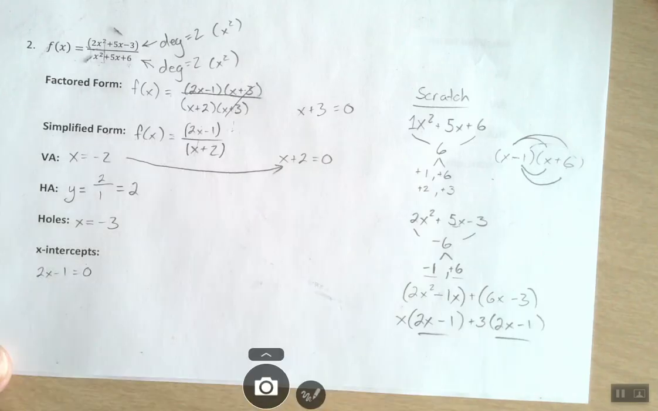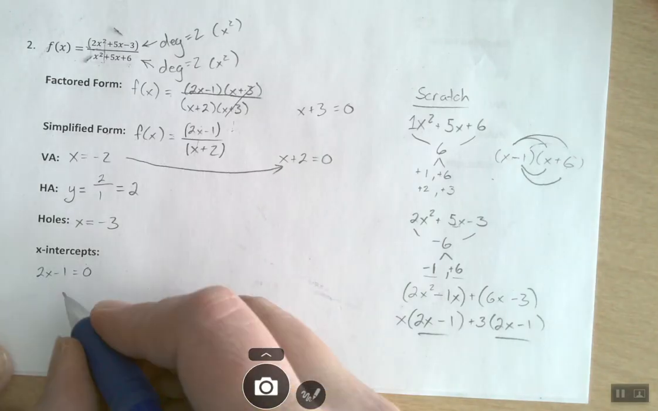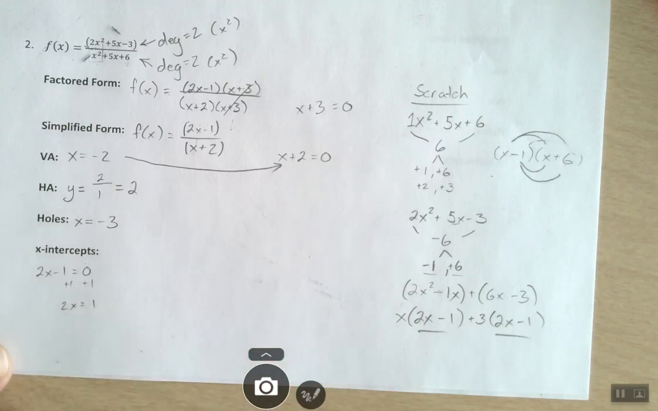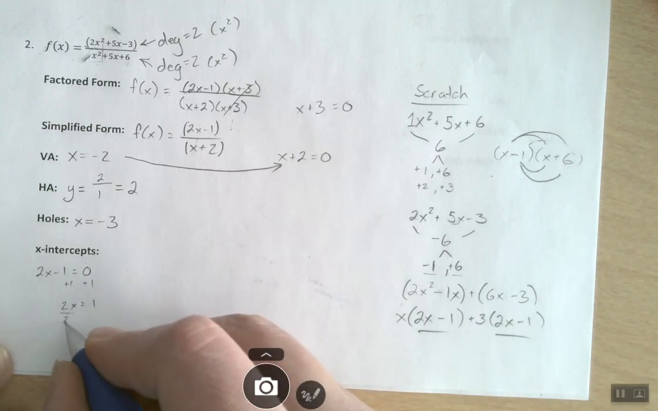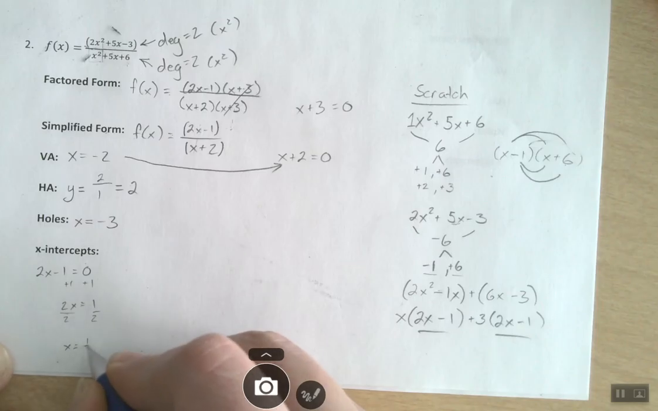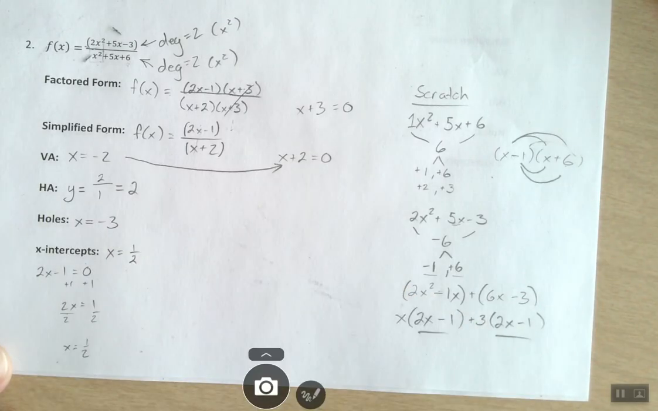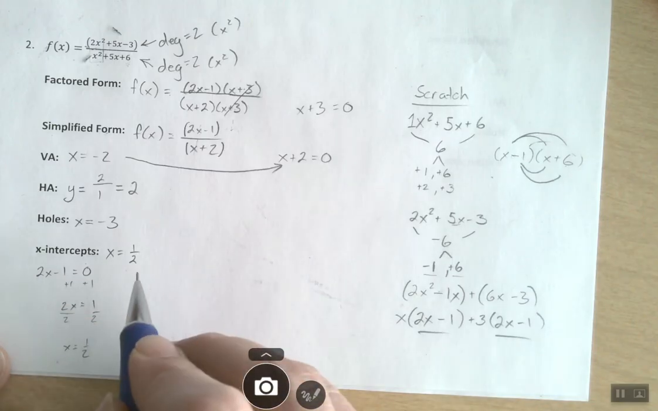And I'm going to set it equal to what? 0. Help me. What do I do? Add 1. 2x equals 1. Divide both sides by 2. X equals 1/2. Where's the only place that my function is ever going to touch the x-axis? At that x value, right at 1/2.